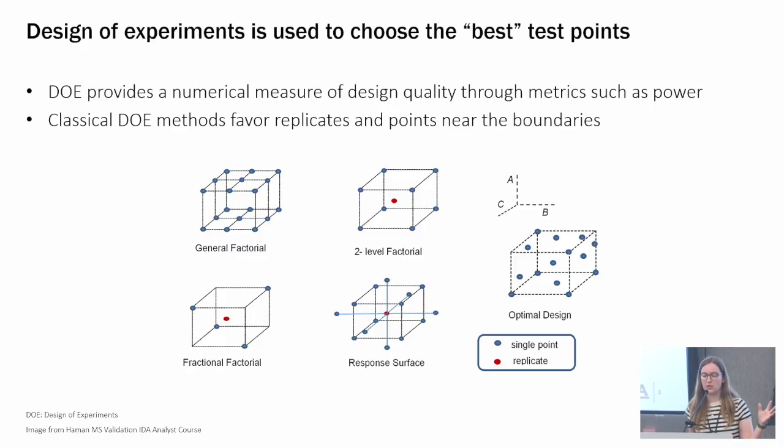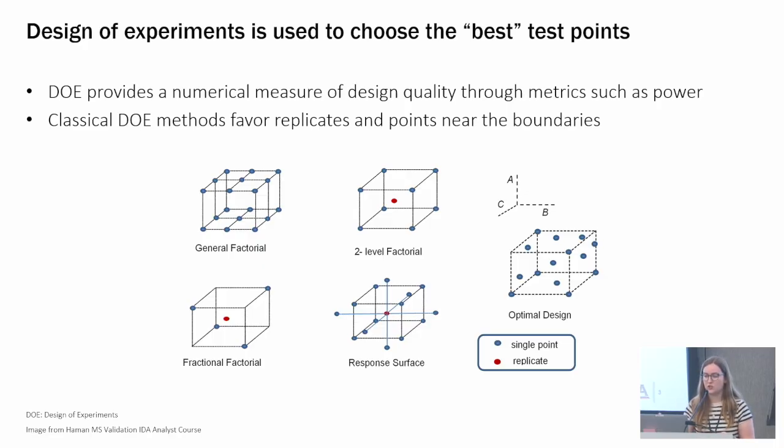So what is DOE generally? DOE is a very large scope of research that is used to choose the best test points for certain scenarios, and it can provide different numerical measures of design quality through a lot of different metrics, some of which I'll mention in this talk. The oldest DOE methods, the classical DOE methods, tend to favor test designs with a lot of replicates and a lot of points near the boundaries.